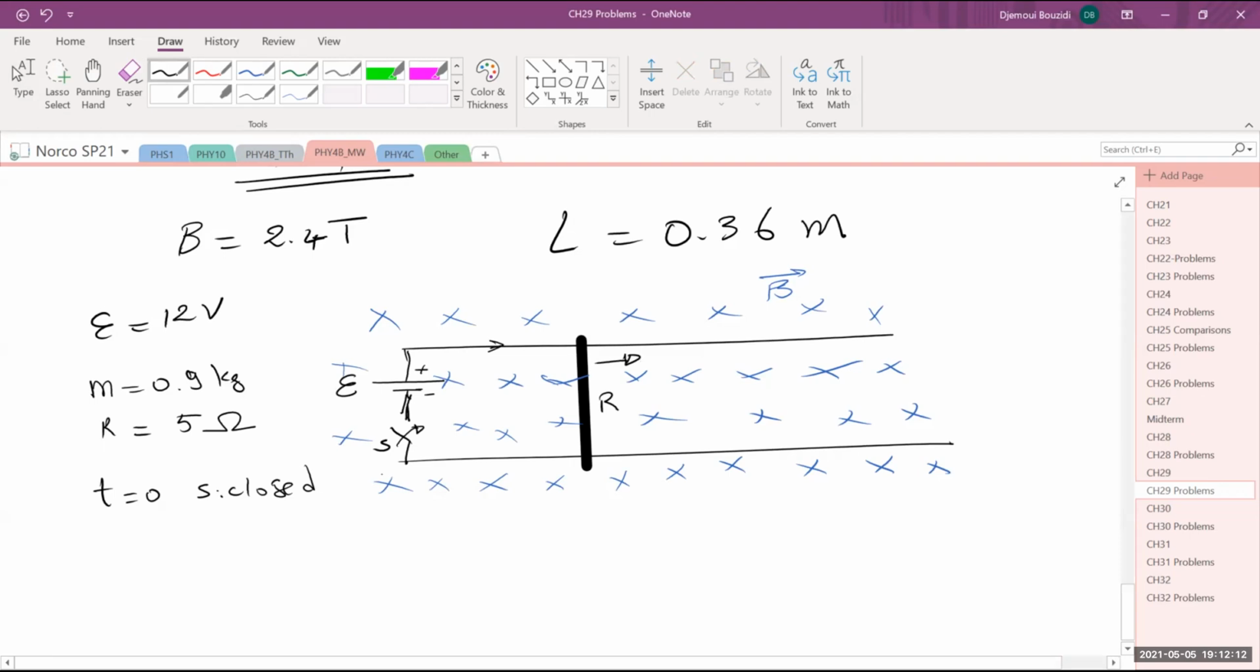Immediately when you close it, there will be a current, which is given by Ohm's law. Ohm's law in this case says that the EMF is equal to Ri. This is at t equal to 0, immediately after t equal to 0, so this is not any time in the future. From here, I can find the current to be just epsilon over R, and then apply the material from chapter 27 to find the force, and the force is going to be ILB, where L is the length, times I times B. Okay, everything is perpendicular. Oh, that was I. I'm sorry.